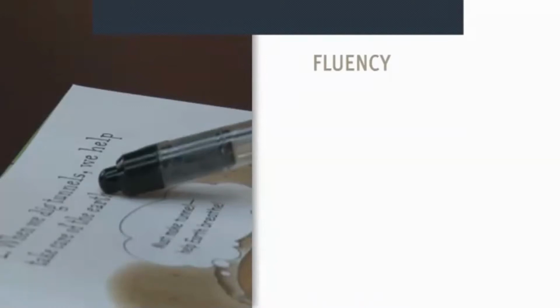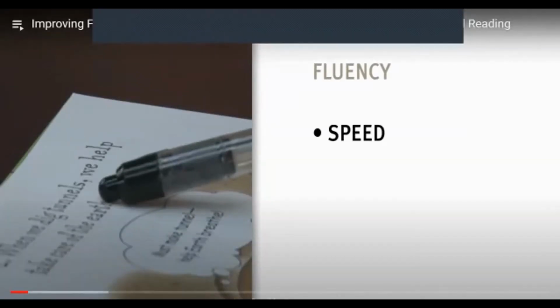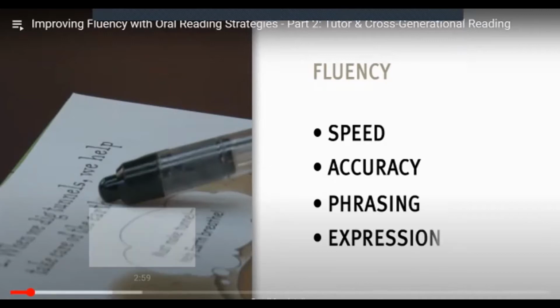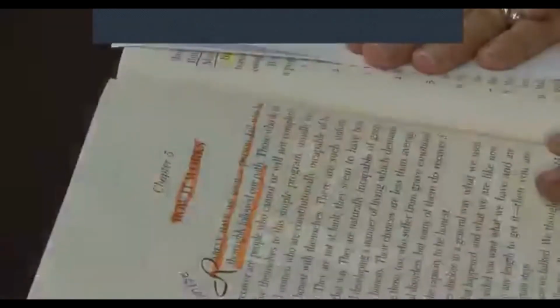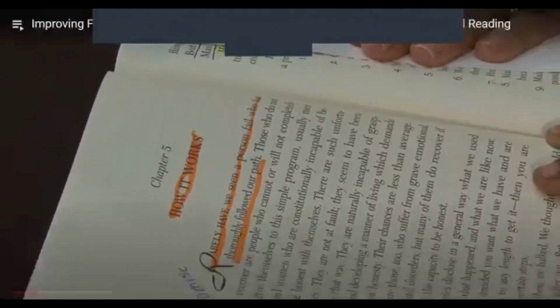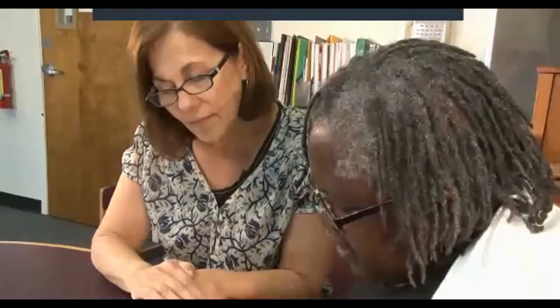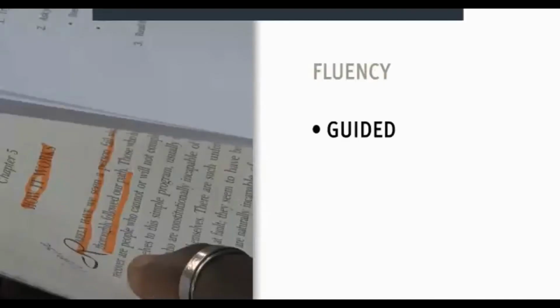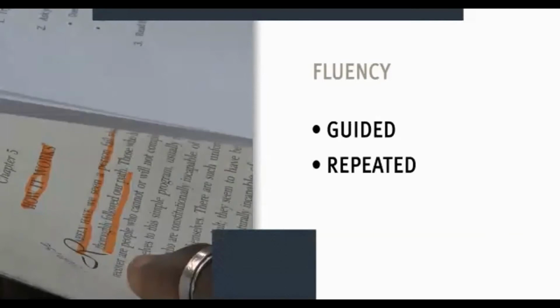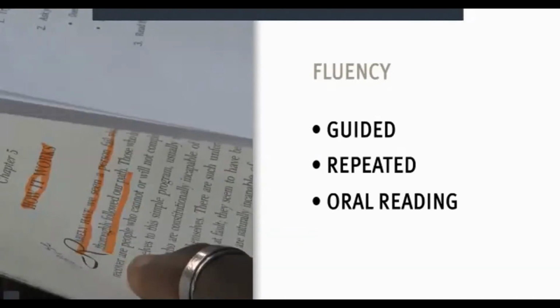Fluency is the ability to read with appropriate speed, accuracy, phrasing, and expression. Good readers read at the same speed at which they speak. They correctly identify and pronounce the words they read. Good readers chunk words into meaningful phrases and use intonation and expression when they read out loud. Fluent reading is necessary for comprehension. Guided, repeated, oral reading helps improve fluency.